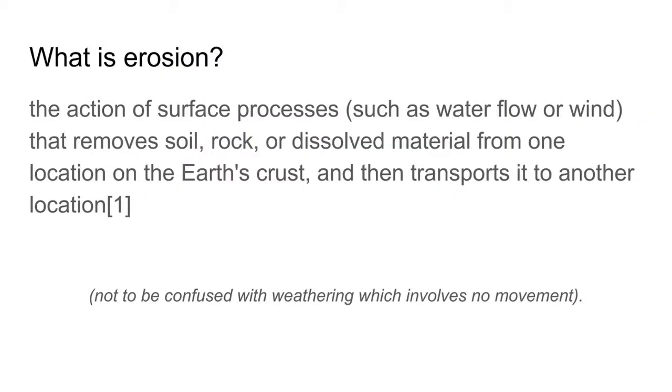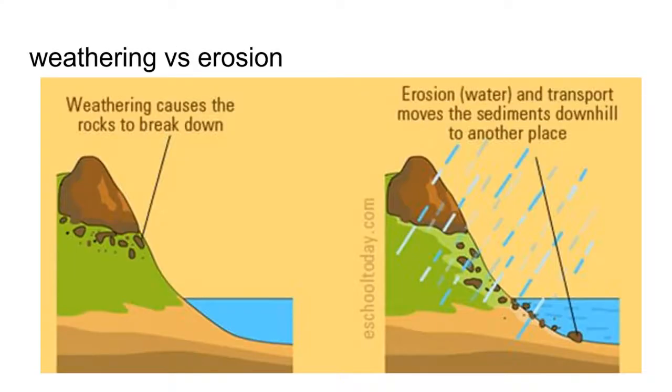This is the definition of erosion, which is an active process of removing soil and rocks and dissolved materials from one place to another. In this image, you can see that on the left-hand side is weathering, which is how rocks break down. But on the right-hand side is the difference. Erosion is moving those broken bits downhill to another place.